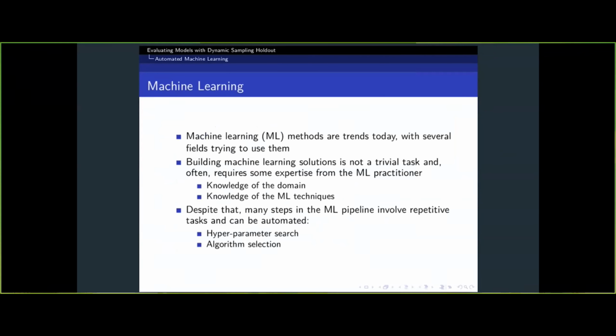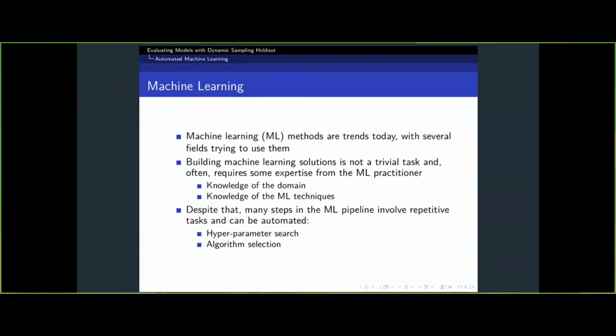So, beginning. Machine learning is the trend today. I think you already know that. But building the solution is not a trivial task. The person responsible for building the solution needs to know where to apply the technique, so the domain, and needs to know how to apply the technique, so the machine learning context. But despite this complexity, many steps may have some potential for automation. Hyperparameter search and algorithm selection are good examples already in the literature in this context, okay?